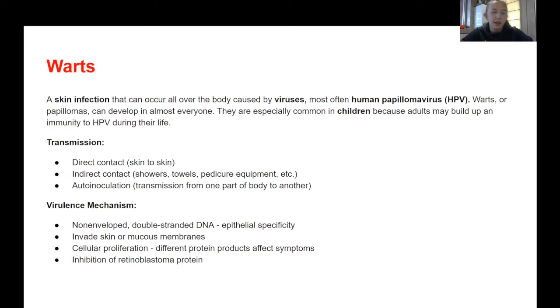They're transmitted in 3 different ways. One is direct contact or skin to skin with an infected individual. It can also be transmitted through indirect contact, such as using a community shower or towels or improperly cleaned pedicure equipment. And the third form of transmission is autoinoculation, which is transmission from one part of the body to another. So like if you get a wart on your hand, it could autoinoculate into your foot.